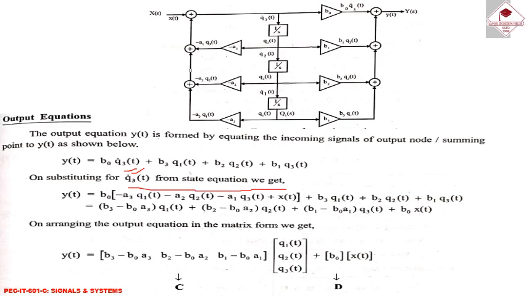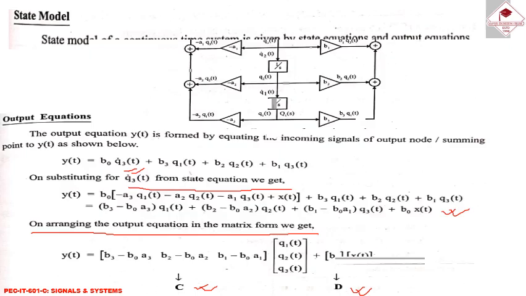I am highlighting the part, this is the expression for q3 which you have evaluated, and the rest of the part you simply write down. Then in the second line you have to simplify the expression. After simplification and on arranging the output equation in matrix form, we can write down y(t) in terms of C, and also in terms of D. You have to write down the total expression in this manner.